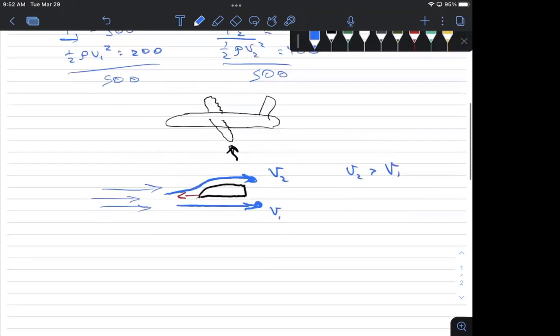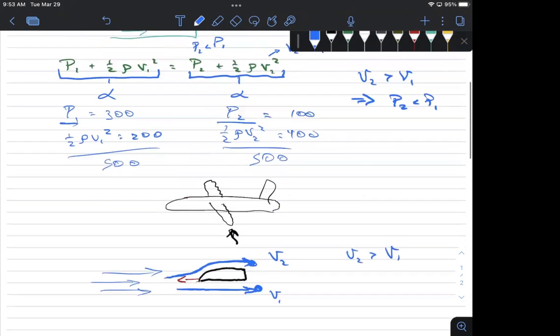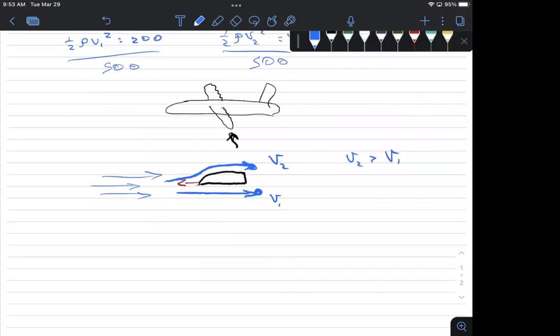But we already know if the velocity goes up, then its pressure goes down. So that means for our airplane wing, since the speed of the fluid flowing over the top of the wing is bigger than the speed of the fluid underneath the wing, that means the pressure on the bottom of the wing is bigger than the pressure on the top of the wing. And what does that mean? That means as pressure, the air is pushing up and the air on top is pushing down.